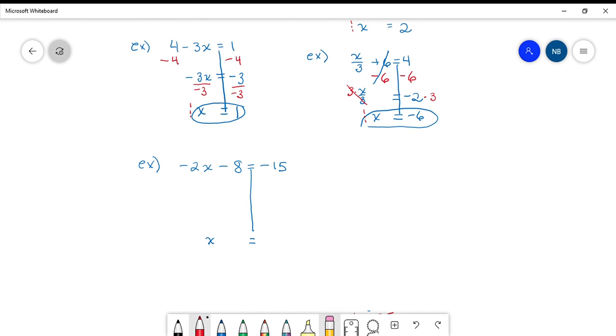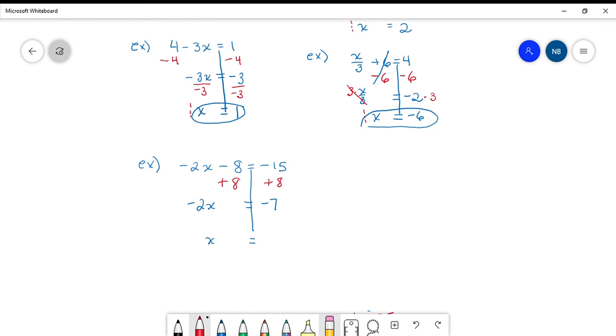So we do things that work. Negative 8 minus 8 is negative 16. Check it out on the calculator. Negative 8 minus 8 is negative 16. We don't want to make a negative 16. We want to make a 0. Because negative 8 plus 8 makes 0, adding 8 is the right thing to do. So this leaves negative 2x equals negative 7. Negative 15 plus 8 is negative 7.